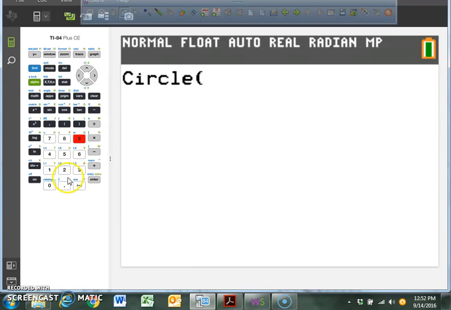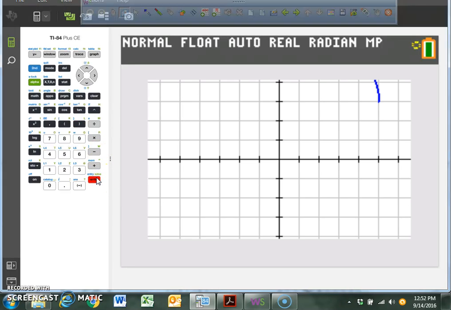Let's see if this works. I think I'm going to go 2, 3, 3. Let's see if this works. I'm totally wrong. I said, have the center at 2, 3.